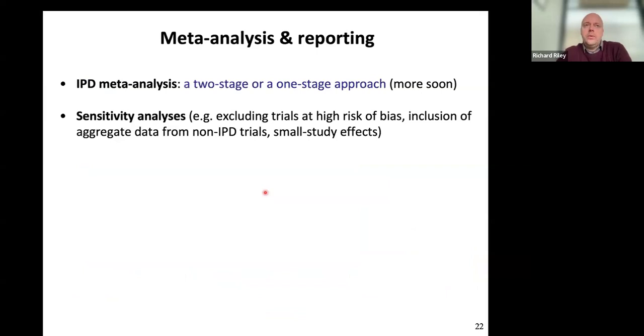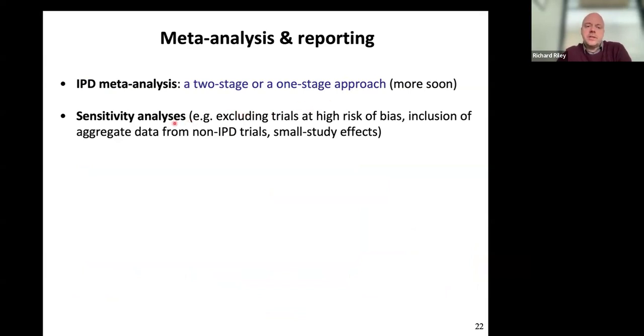Okay, so we've got the IPD, we've cleaned it, we've got the data sharing agreements in place, we've checked the quality, and now we're thinking about meta-analysis. So we've got statistical methods for meta-analysis. These potentially could be different from a standard meta-analysis, and I'll come on to this in a minute. We use a two-stage or a one-stage approach. I'll come back to that.